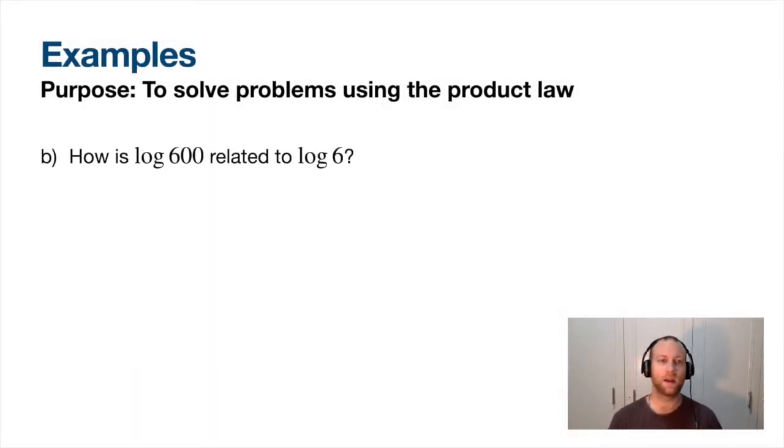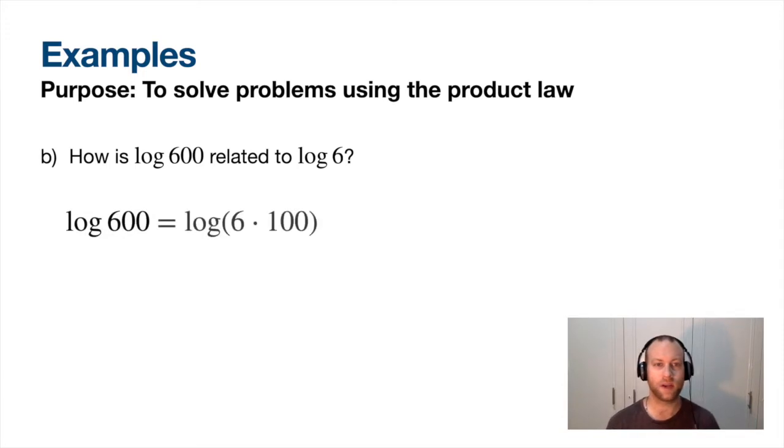How about this one? How is log 600 related to log 6? In a question like this, when I'm talking about relationship between them, I need to take log 600 and get it so that I have log 6 by itself. So let's try to combine this or get to log 6. I notice that I can separate out log 6 times 100. So because I can put that product in there, I can separate them as such.